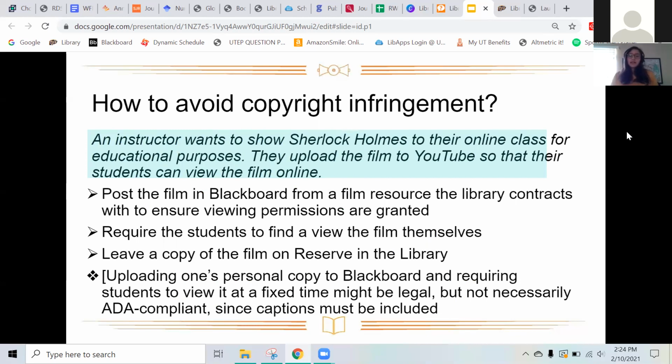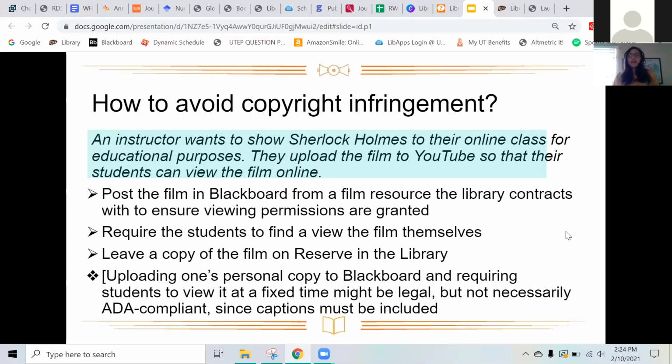Another is that the instructor could require that the students find the film and view it by themselves. That way it's up to them to obtain a legal copy. The third solution is that the professor leave a copy of the film on reserve in the library. In normal times when the library is open, we do have film reserves and facilities where students can watch the films inside the building.